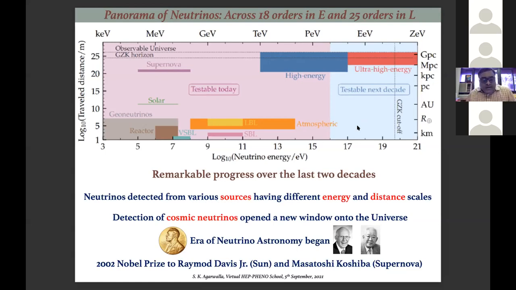And I must admit that the detection of cosmic neutrinos, especially the neutrinos from the sun and supernovae, opened a new window onto the universe. We are learning about those far-reaching objects via these neutrinos. And in 2002, when the Nobel Prize was given to Raymond Davis Jr. for detecting solar neutrinos and Koshiba-san for detecting supernova neutrinos, the era of neutrino astronomy began. So this is really amazing that just 20 years back, we could detect neutrinos from these sources and a Nobel Prize was given. Okay, so let me proceed further.